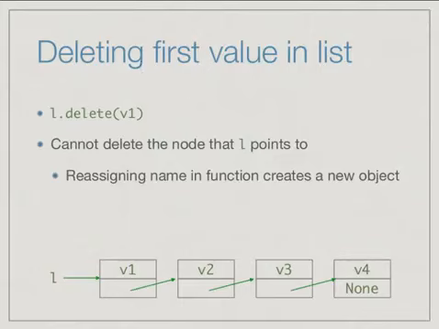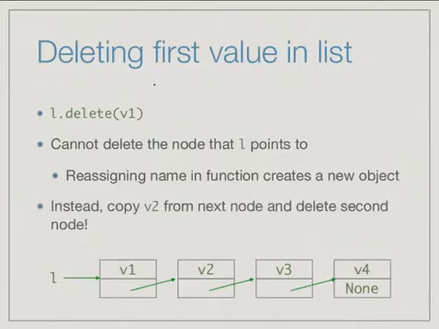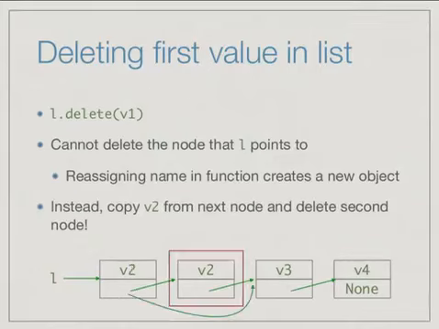So we use the same trick, right? What we do is we copy V2, the value V2 from the next node, so we just copy this value from here to here, and then we delete V2. Okay? So we wanted to delete the first node. We are not allowed to delete the first node because we can't change what L points to. So instead, we take the value in the second node, which was V2, copy it here, and then pretend we deleted V2 by making the first node point to the third node.